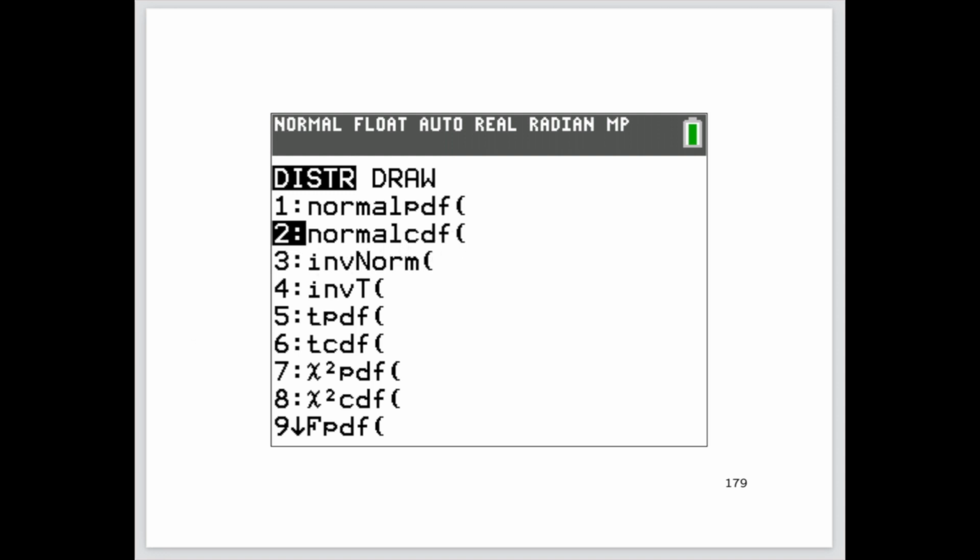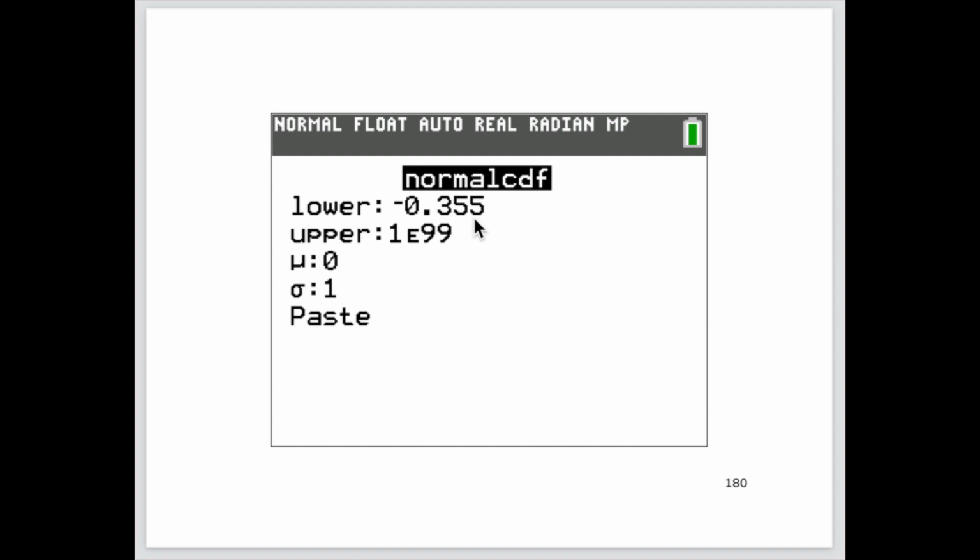And when we press that, we get a wizard that prompts us to fill in the lower endpoint of the interval, the upper endpoint of the interval over which we want to calculate probability, the mean of the distribution, and the standard deviation. Now in using the TI-84 and the normal CDF, we're going to use the version of the power expression that involves the standard normal random variable.